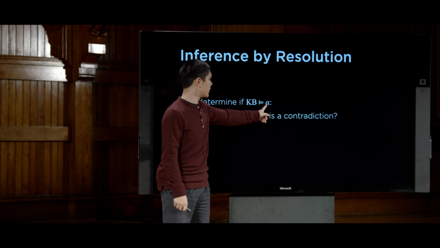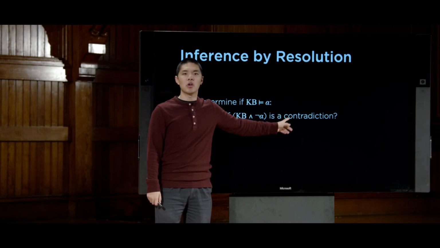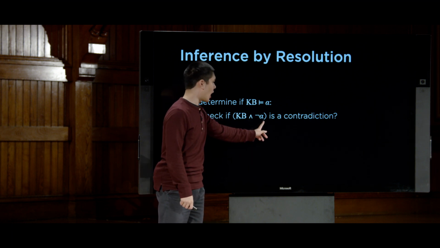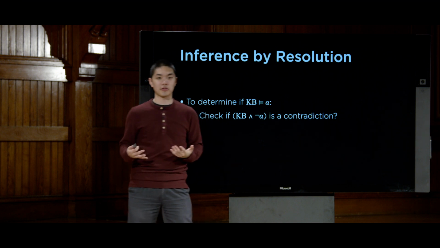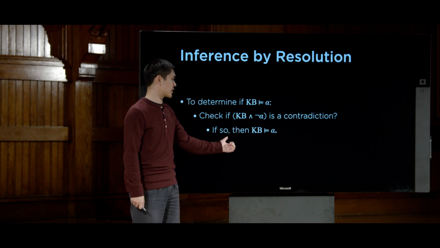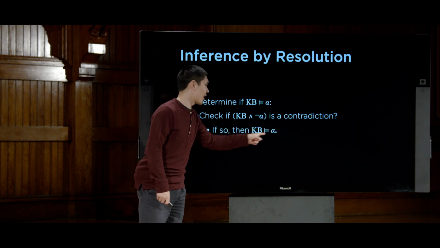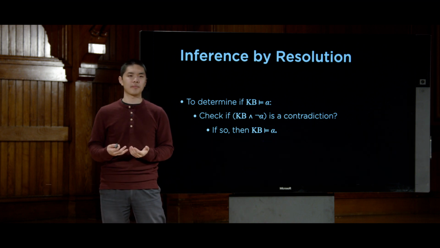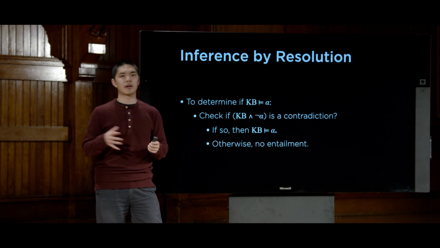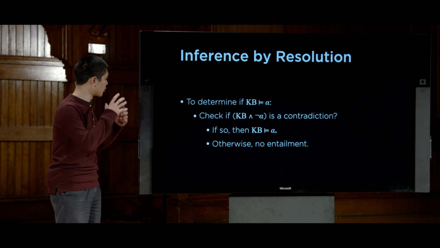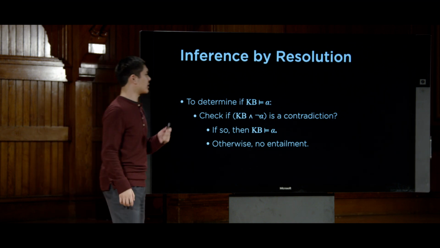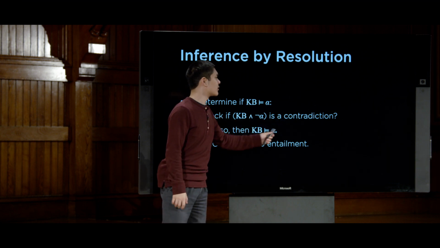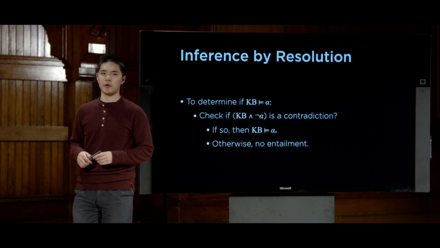We want to prove that this query alpha is true. So we're going to assume that it's not true. We're going to assume not alpha, and we're going to try and prove that it's a contradiction. If we do get a contradiction, well, then we know that our knowledge entails the query alpha. If we don't get a contradiction, there is no entailment. This is the idea of a proof by contradiction, of assuming the opposite of what you're trying to prove. And if you can demonstrate that that's a contradiction, then what you're proving must be true.